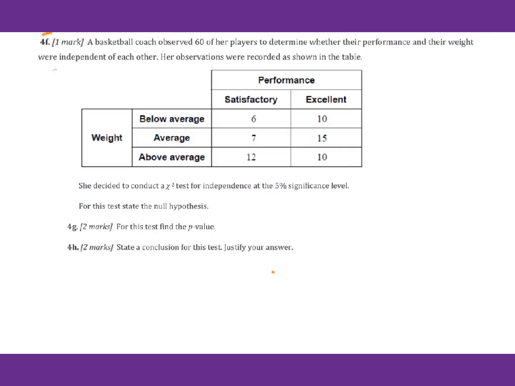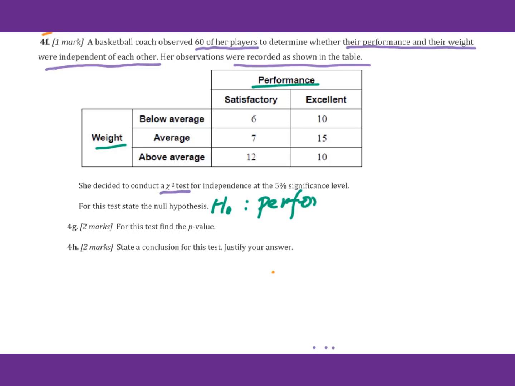For 4F, a basketball coach observed 60 of her players to determine whether their performance and their weight were independent of each other. Her observations were recorded as shown in the table. She decided to conduct a chi-square test for independence at the 5% significance level. For this test, state the null hypothesis. H0: performance and weight are independent.